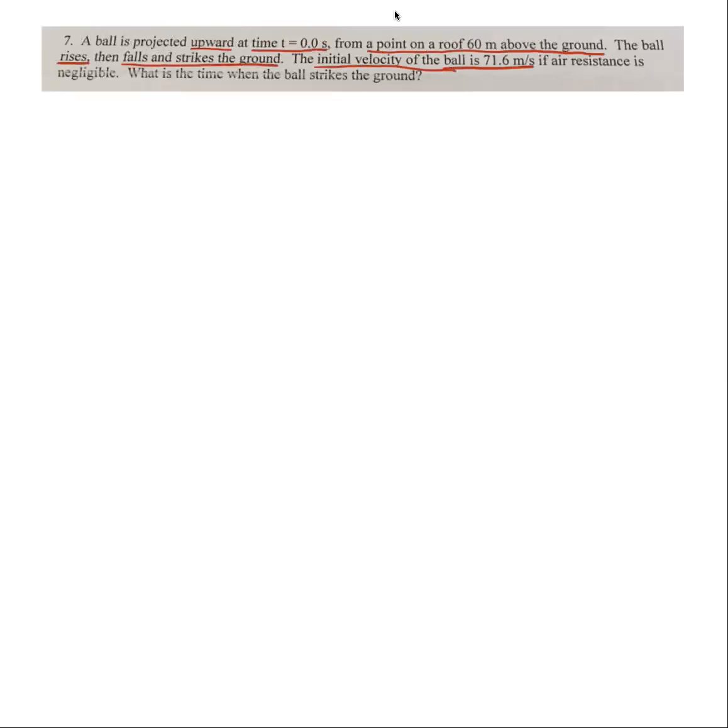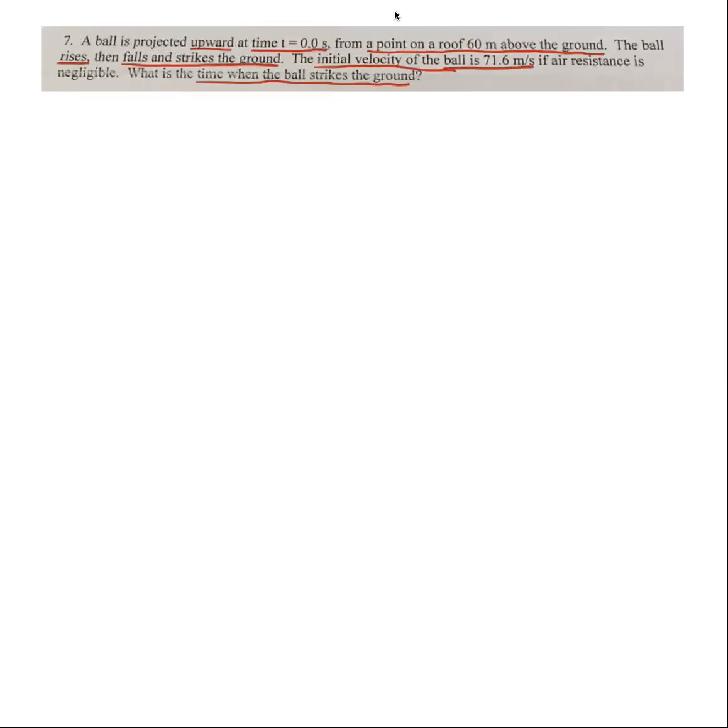And if air resistance is negligible, what is the time when the ball strikes the ground? So we don't care about air resistance. We never mentioned it in class, and we don't know how to calculate it, so it's negligible here. We need to find the time when the ball strikes the ground, so we're looking for time at the end of the problem.